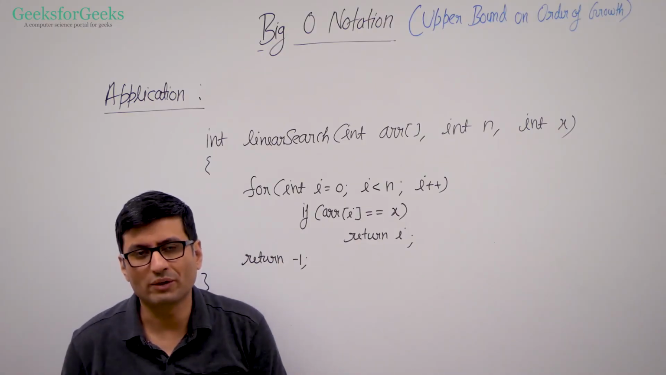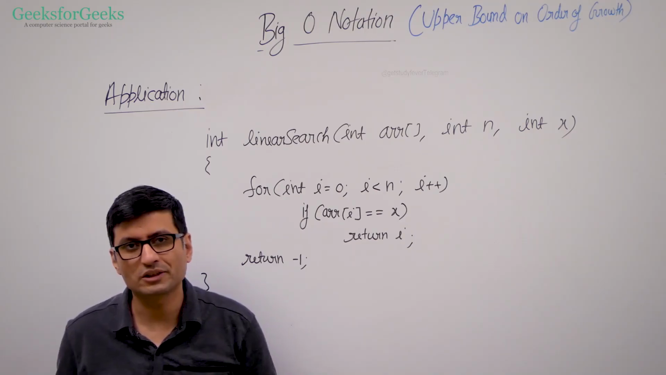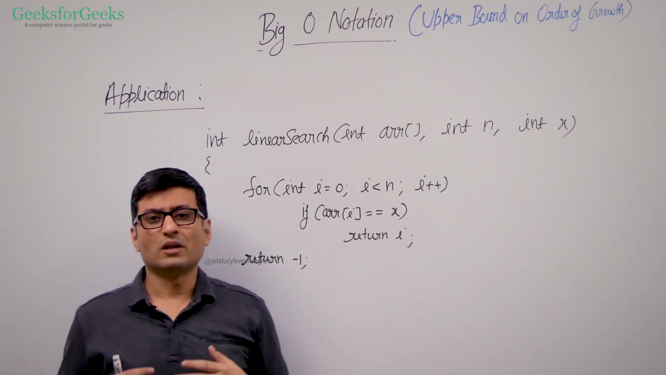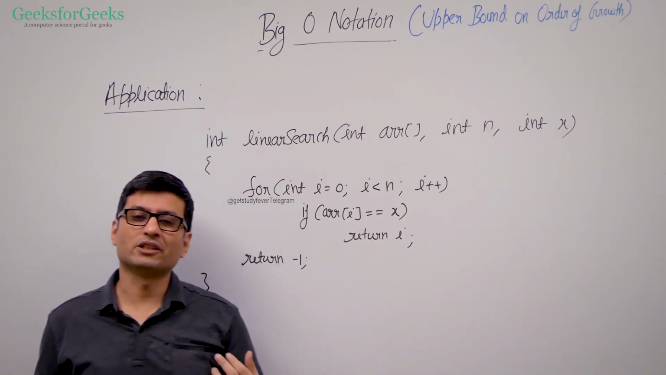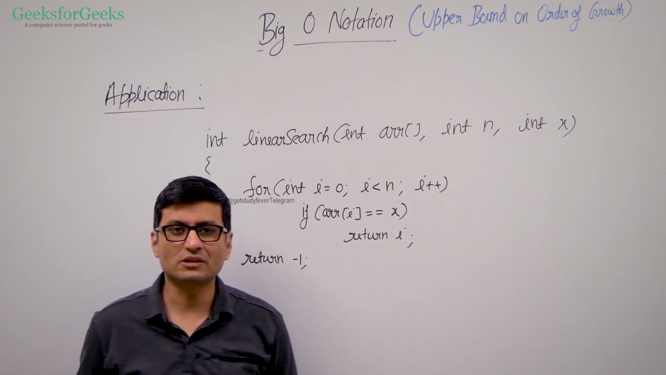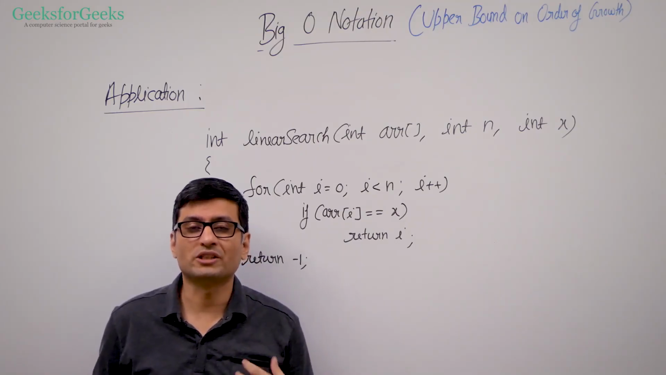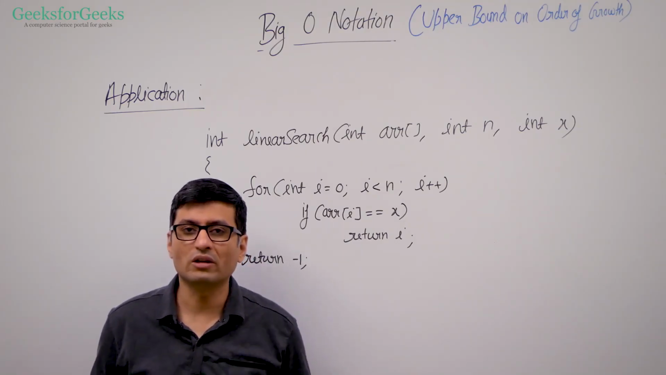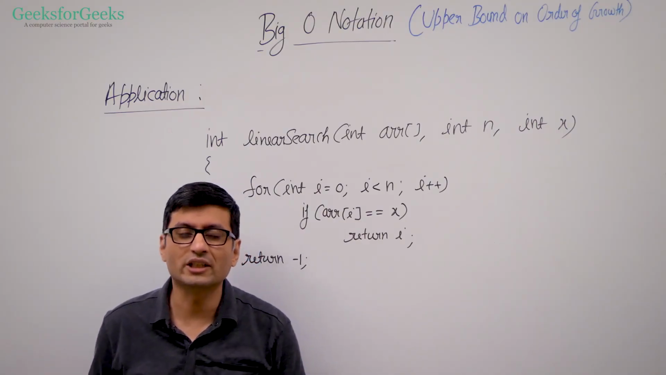Now, what do you say about the time complexity of this function? What do you say about the order of growth of this function? If your element is always at the first, second, third positions, this algorithm quickly finds it. But if your element to be searched is not present at all, it's going to traverse through the whole array, and then it's going to decide that the element is not present.